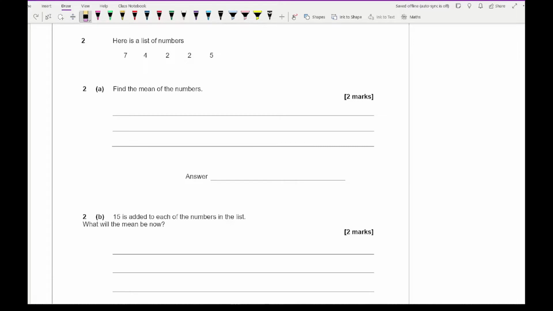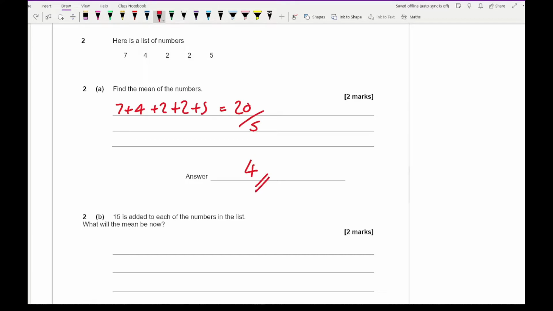So moving on to question 2, it says here is a list of numbers, and the first part is to find the mean of those numbers. So here if we add up all the numbers, 7 plus 4 plus 2 plus 2 plus 5 gives me an answer of 20, and I divide that by 5, I should have an answer of 4.